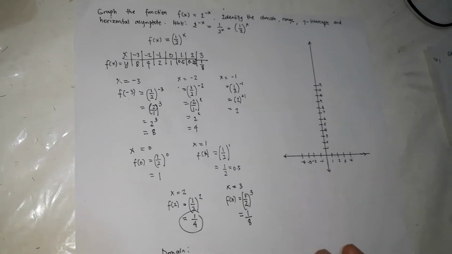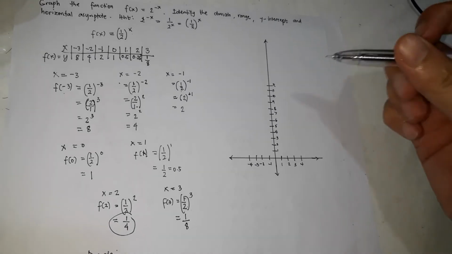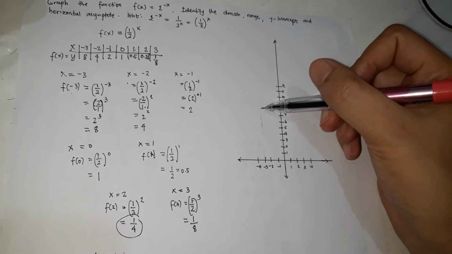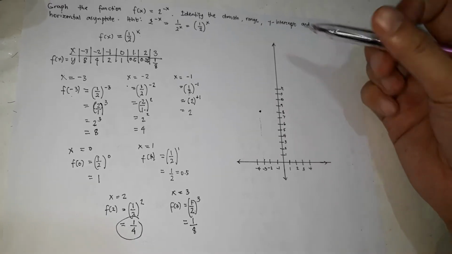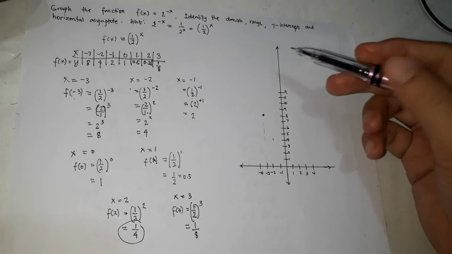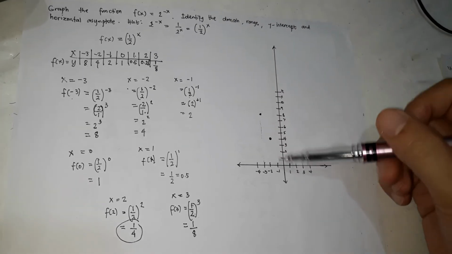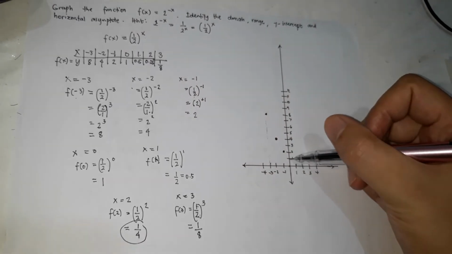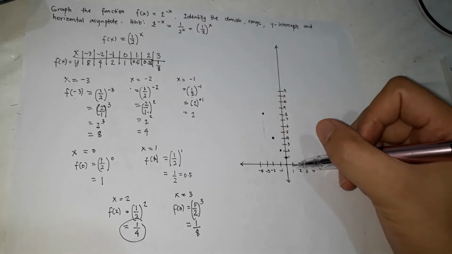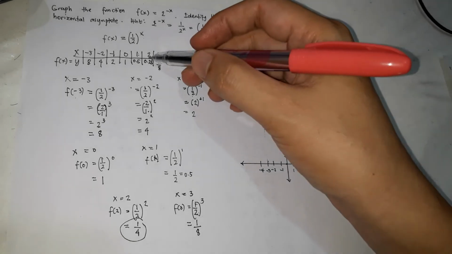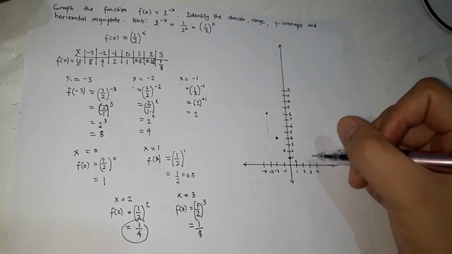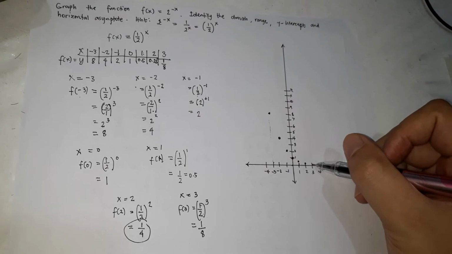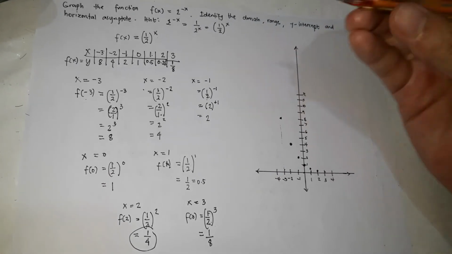So now we're going to the graph. To plot the graph, it goes like this. When x is negative 3, y is positive 8. When x is negative 2, y is positive 4. When x is negative 1, it's 2. When x is 0, it's 1. When x is 1, it's 0.5, in the middle. When x is 2, it's 0.25. When x is 3, it's 1 over 8, so it's very close to the axis. If you connect the points, this is what happens.